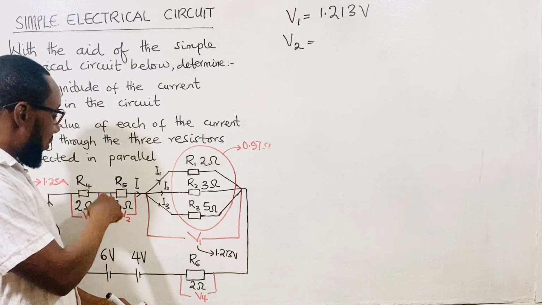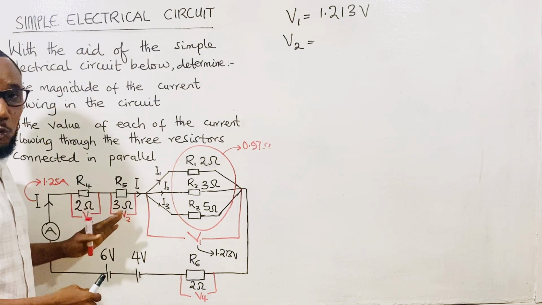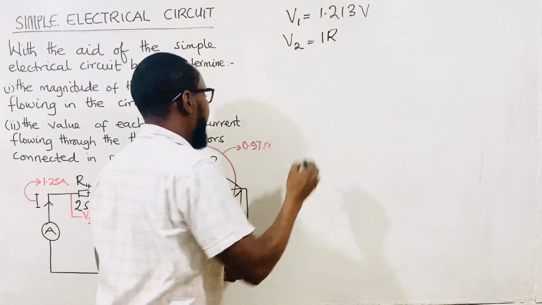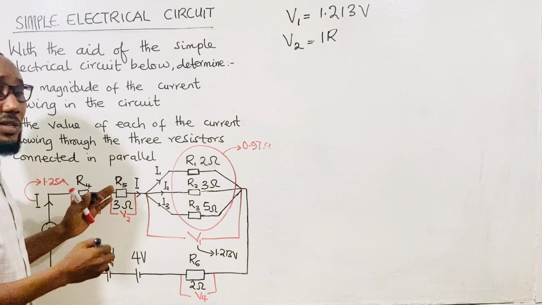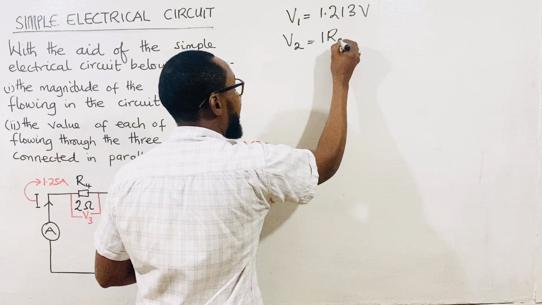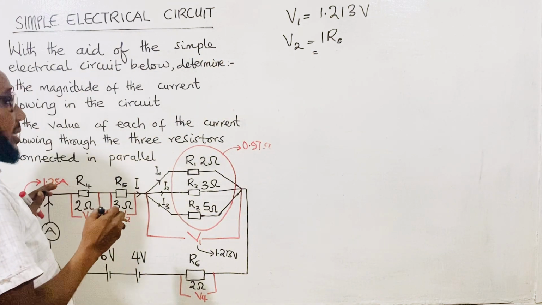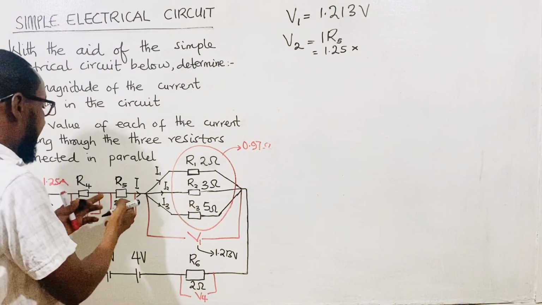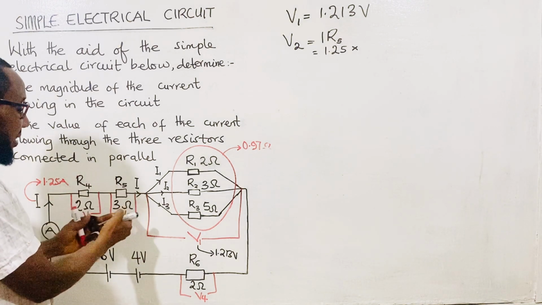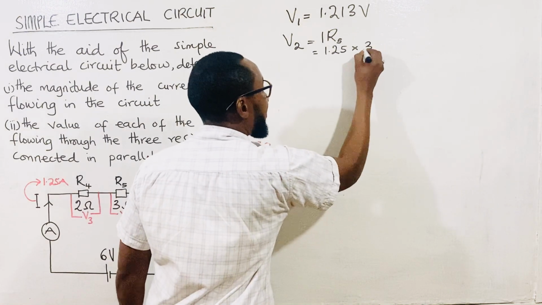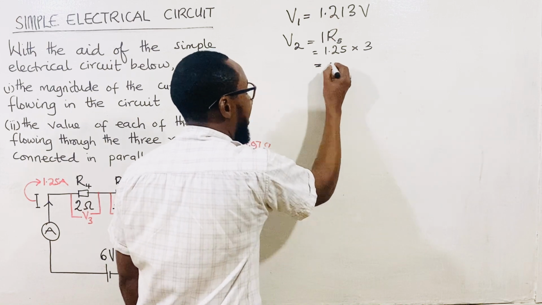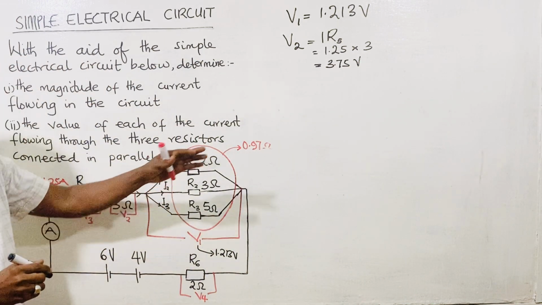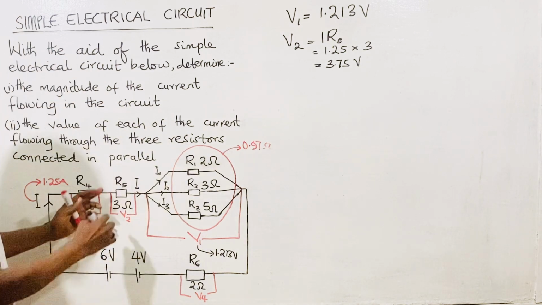Now, the potential difference across resistor 5 is what we have labeled as V2. That's our V2. So V is IR, right? And our resistance here is referring to resistor 5. The current that is flowing in the circuit, I, is 1.25, multiplied by the resistance of our resistor, which is 3 ohms. So what does that give us? Here we have 3.75 volts. This is the potential difference across resistor 5.